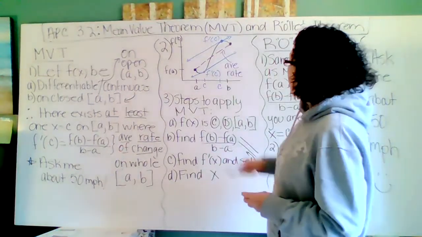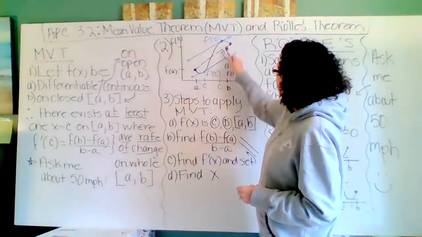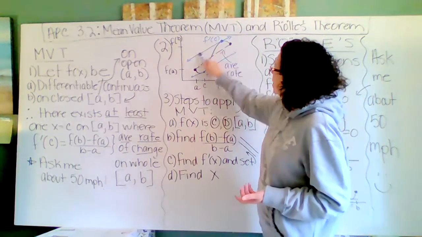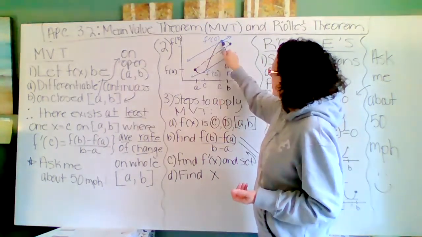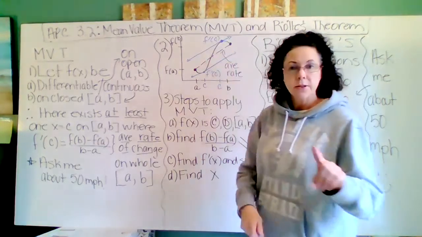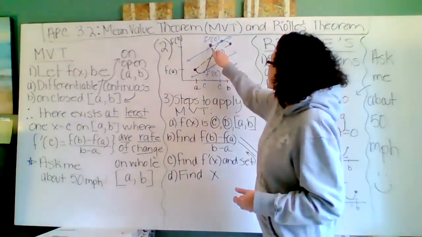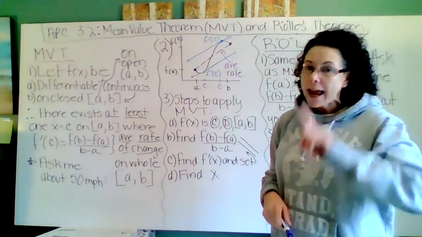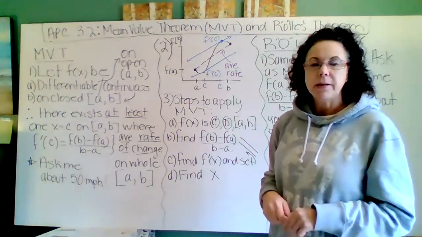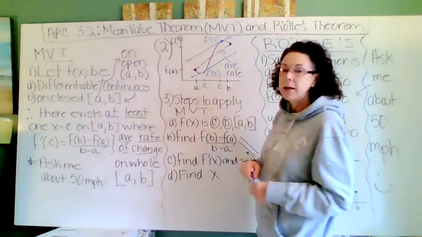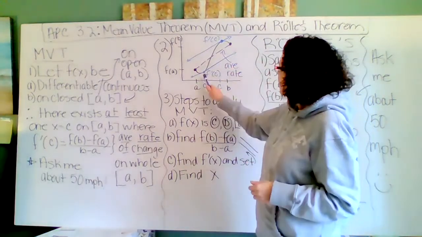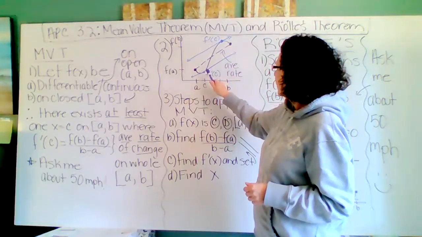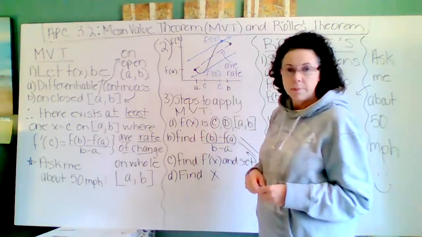Notice that on the interval from A to B, right here at this point, x equals C, I was able to draw a tangent line whose slope, that's a derivative, the slope of a tangent line, is equal to this average rate of change. They're obviously parallel. So that must happen at least once on the interval from A to B. Notice on this interval, it happens twice.